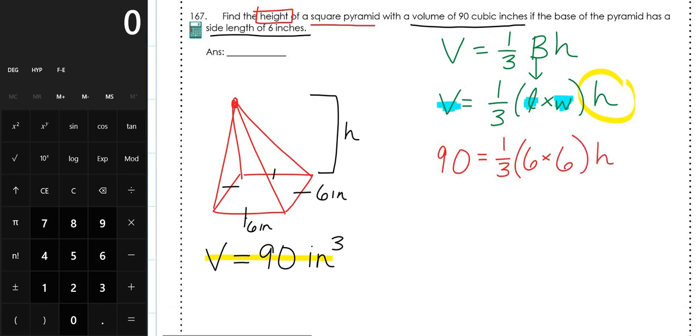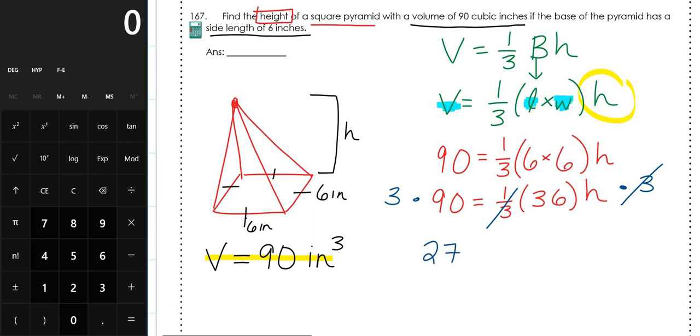Let's start simplifying a little bit. 90 equals 1/3. 6 times 6 is 36, h. I hate seeing the 1/3. I always do the same thing to get rid of the 1/3. I multiply both sides by 3, and that will cancel out my 1/3. 90 times 3 is 270, leaving me with 36h on the right.